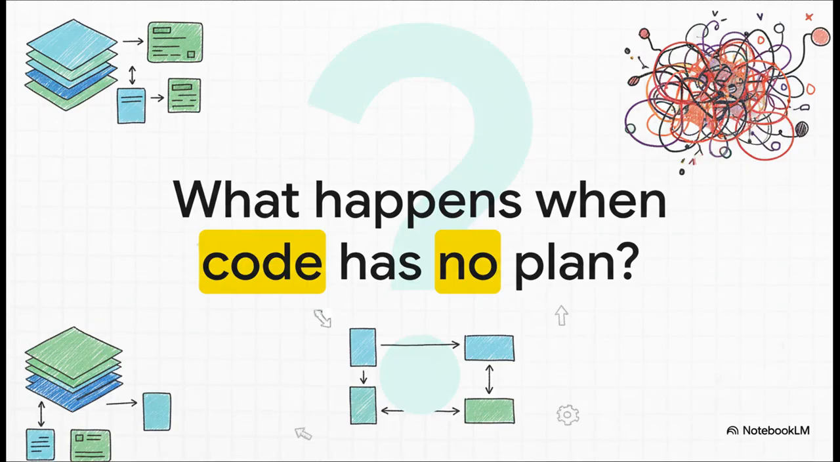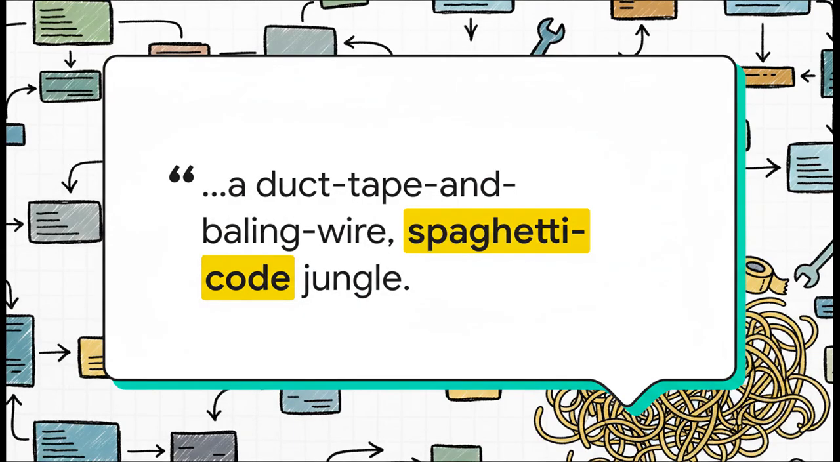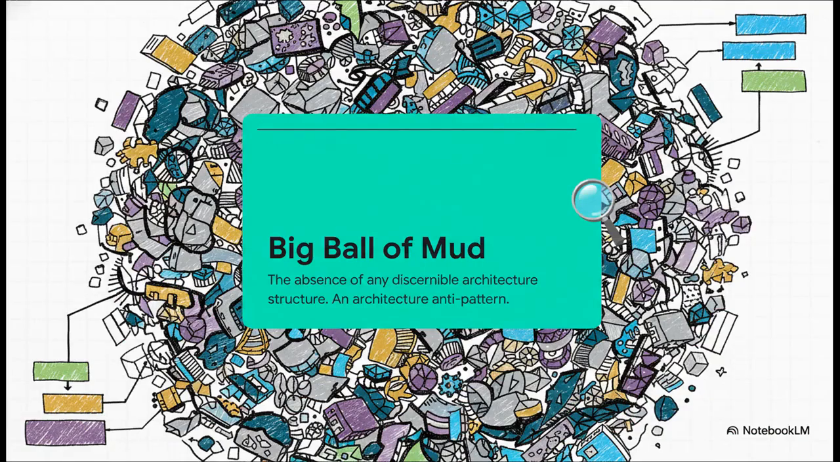But first, let's just think about the alternative for a second. What happens when there is no blueprint? When developers just start building, without any real high-level plan for how all the pieces are supposed to fit together? Well, you end up with what our source material so perfectly describes as a duct tape and baling wire spaghetti code jungle. It paints such a vivid picture, doesn't it? A messy, tangled system that's just held together by quick fixes, where it feels like every single wire is crossing every other one.